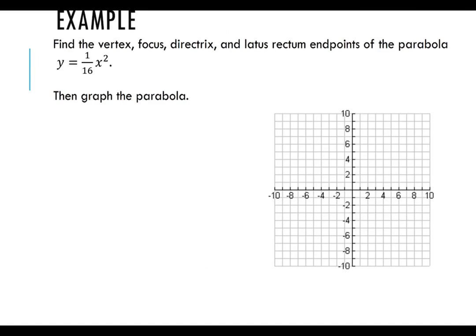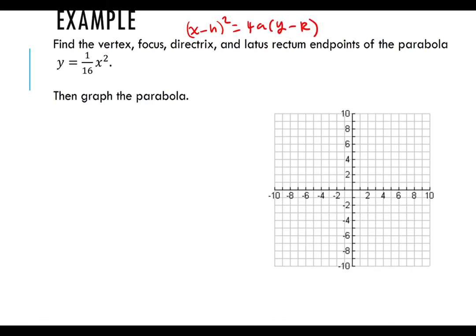Alright, so now we want to find the vertex, the focus, the directrix, and the latus rectum endpoints of the parabola, and then we're going to graph it. So step 1. Maybe it's useful to go ahead and check and see if it's in standard form. Well, we have x squared stuff on one side, and then we have non-squared stuff on the other side. Notice that that is not in our standard form. Our standard form should be x minus h quantity squared is equal to 4 times a times y minus k.